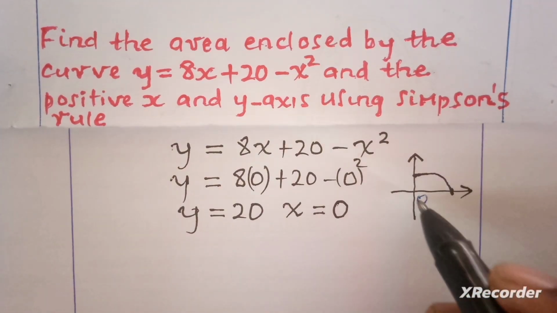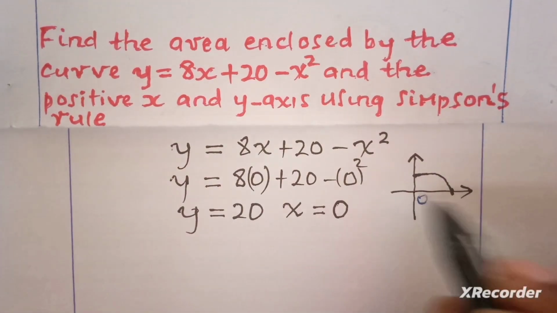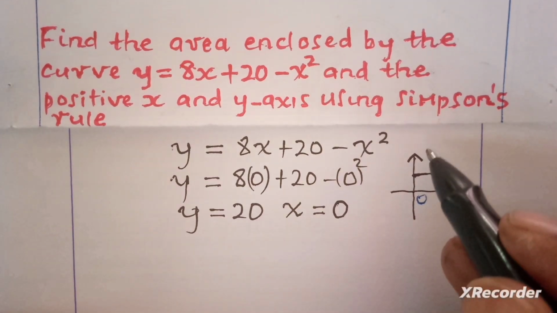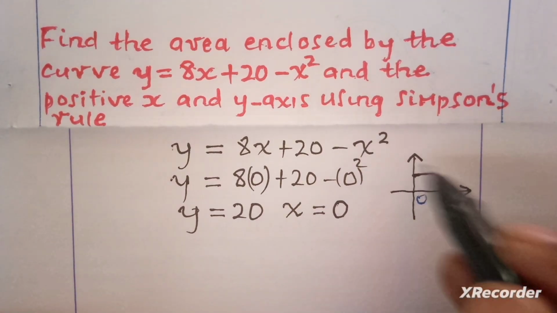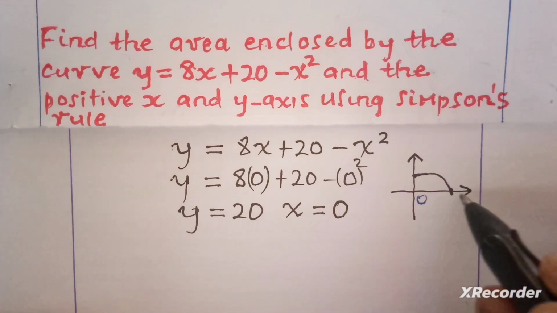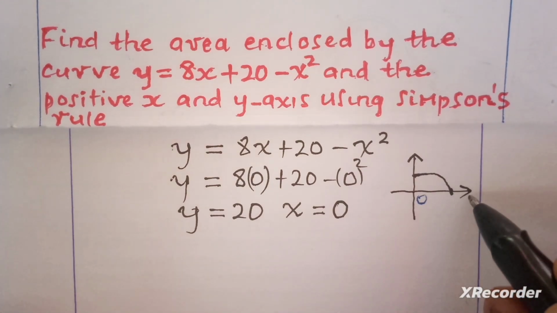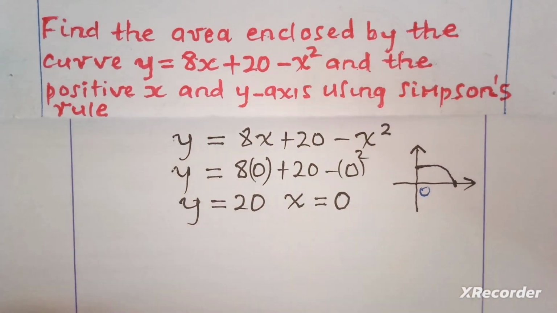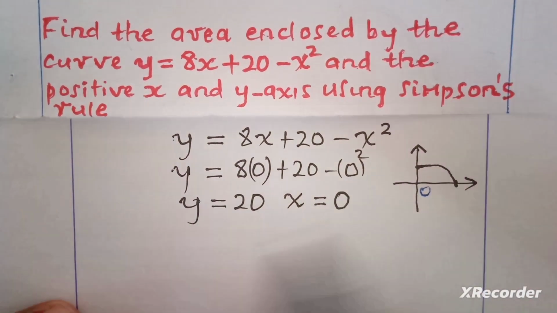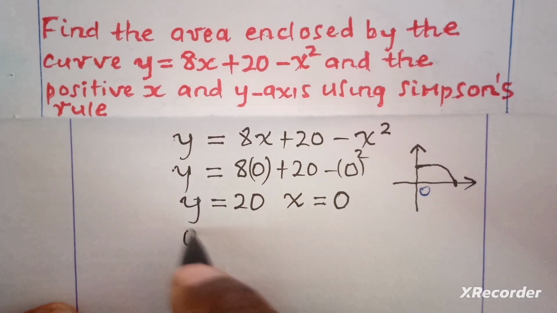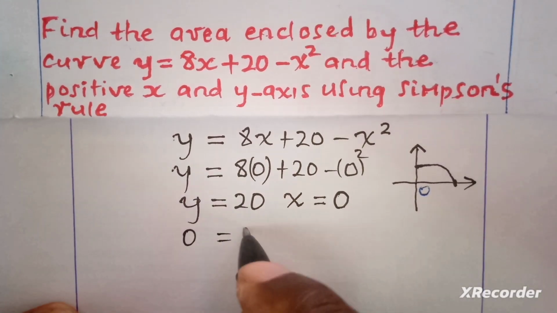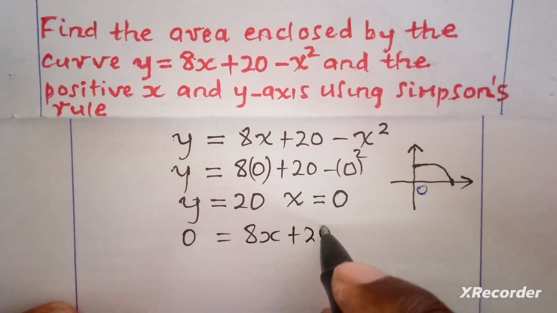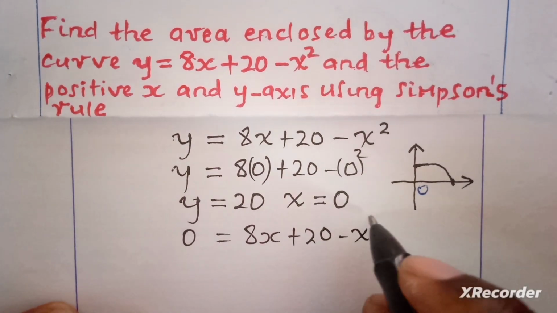We had something like this, it should begin at that point. But now we don't know the edge, and this edge must touch either the y-axis or the x-axis. Saying that it is going to touch the x-axis, then our y should now be 0. So we work with y equals 0: 0 equals 8x plus 20 minus x squared.